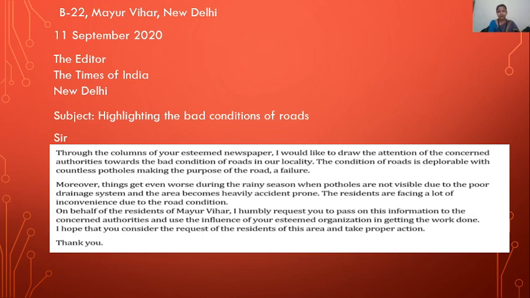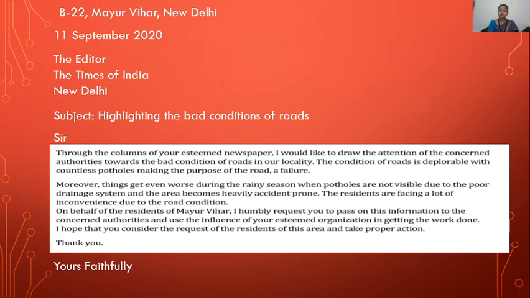Now, let's come to the last, the conclusion part. On behalf of the residents of Maurya Vihar, I humbly request you to pass on this information to the concerned authorities and use the influence of your esteemed organization in getting the work done. I hope that you consider the request of the residents of this area and take proper action. In this way, I have framed the whole letter, thanking you. That is my thanksgiving statement.